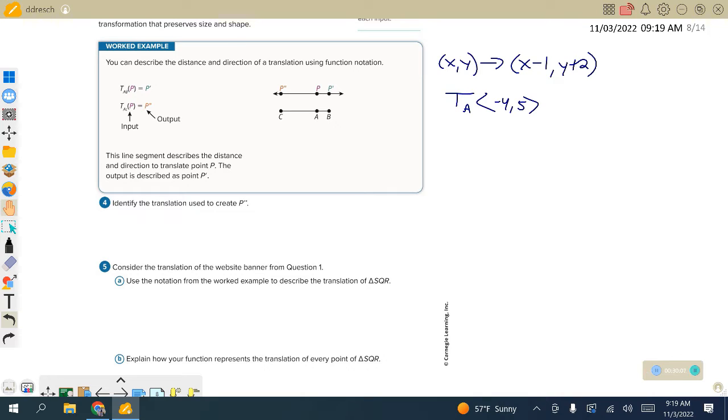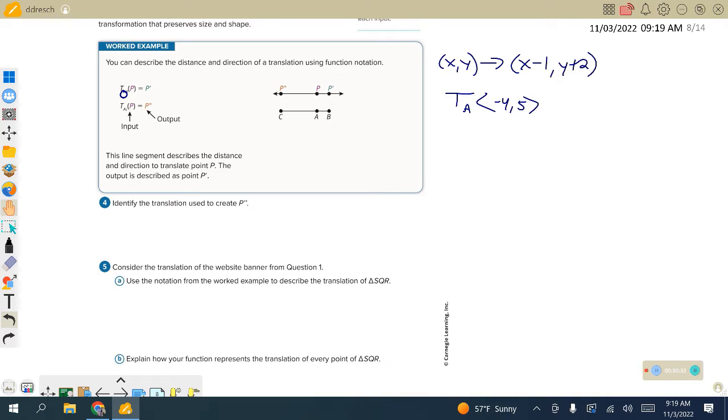So, as it says there, we can describe the distance and direction of translation using a different type of notation style. Capital T for what? Translation, right? Not transformation, but a translation. Tomorrow, next week, we'll get into R's for reflection and rotation. And this right here is telling you how to move that.